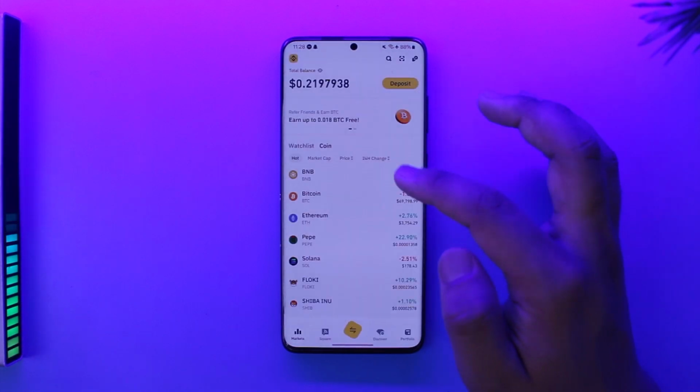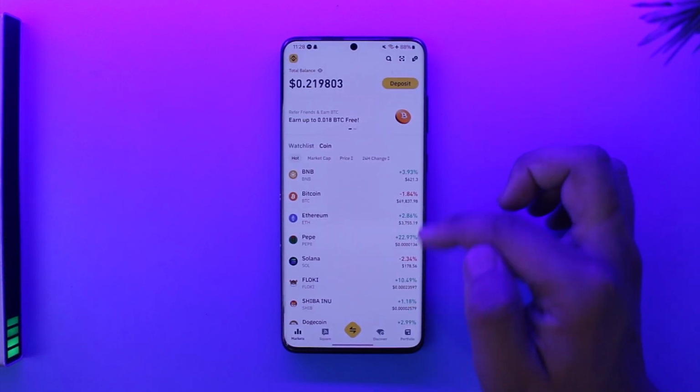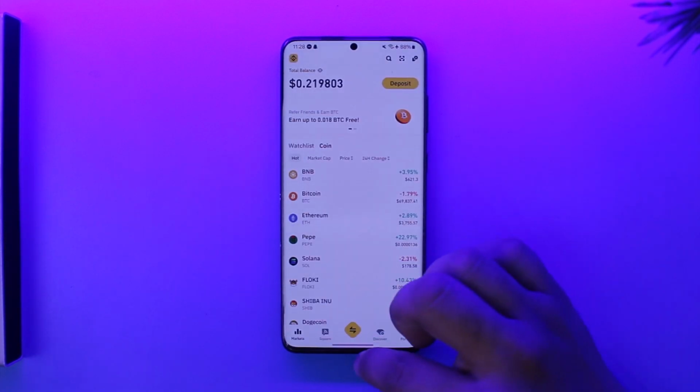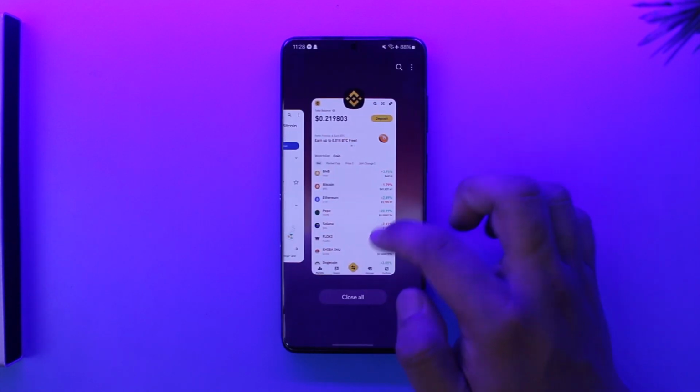After I've done that, once I buy the Bitcoin tomorrow, let's say the value increases, then I can tap on it, then tap on the sell option, and then just choose to sell the cryptocurrency that I own. And this way I will be able to trade crypto on Binance.